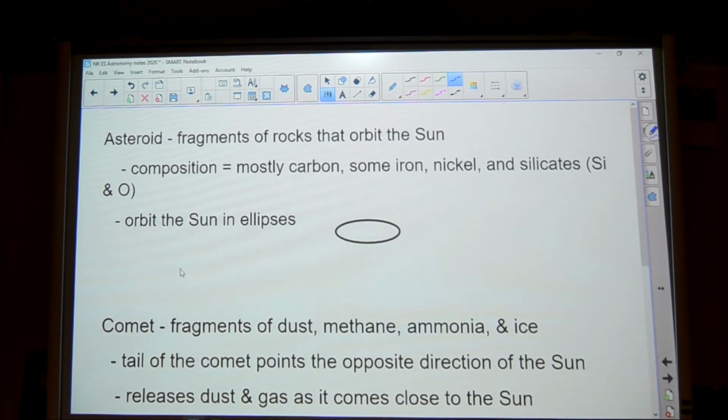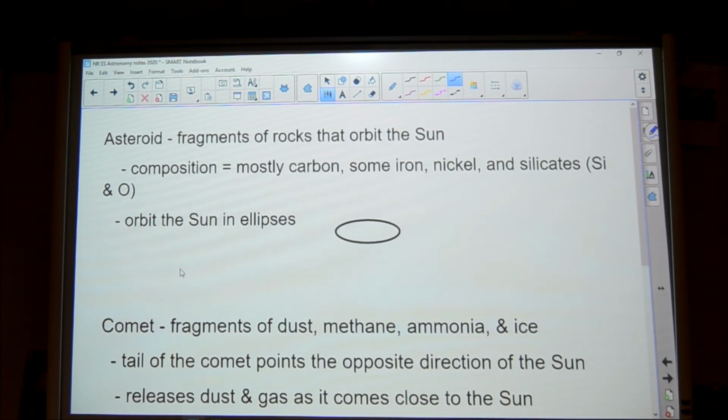All right, since I mentioned asteroid belt, well, what is an asteroid? It's mostly carbon, have some iron and nickel in it, and little silicates. Remember when we did minerals and we looked at quartz and we said quartz was a silicate? Because it had silicon and oxygen in it. They orbit the sun in ellipses, or ovals.